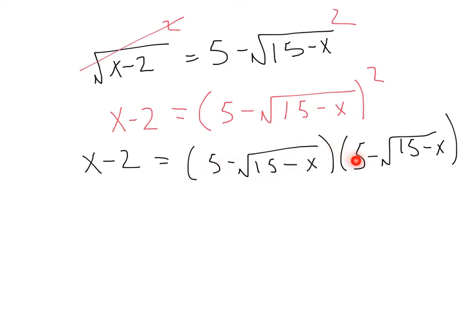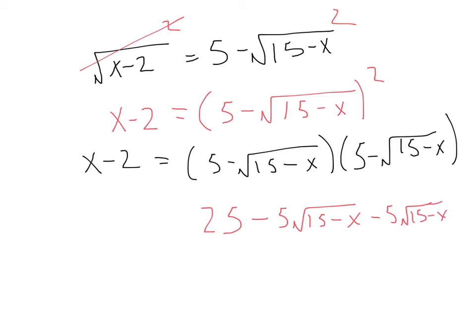We'll do 5 times 5. That's going to give us 25. Then we do negative root 15 minus x. Sorry, I'll do this 5 first. Let's do 5 times this. That'll be minus 5 root 15 minus x. Then we have negative root 15 minus x times 5 here. That's going to be minus 5 root 15 minus x.